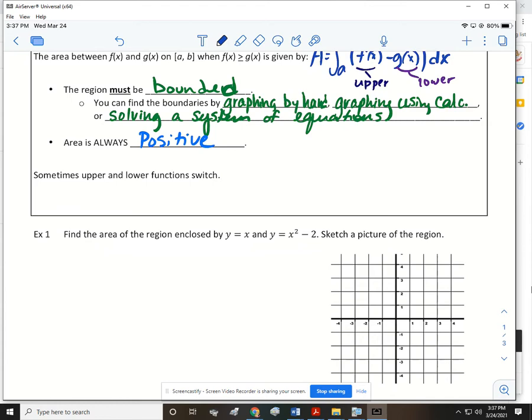Now, there are some times when the upper and lower functions switch. So let me show you an example of that. Okay, so let's say we have a function that does this, and then we have a function that does that. Right, and this one's f of x, this one's g of x.